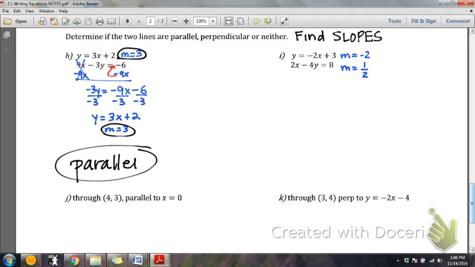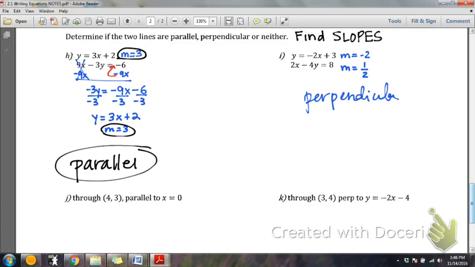Are these parallel, perpendicular, or neither? Are they the same? No. So they're not parallel. Excellent. Why? They're opposite reciprocals, right? And so if you miss a negative sign somewhere along the way, you're not going to get the right answer. So these would be perpendicular. Good. Okay, last two and then we're done.